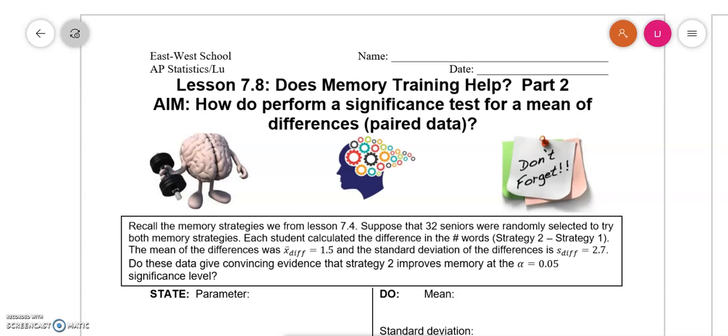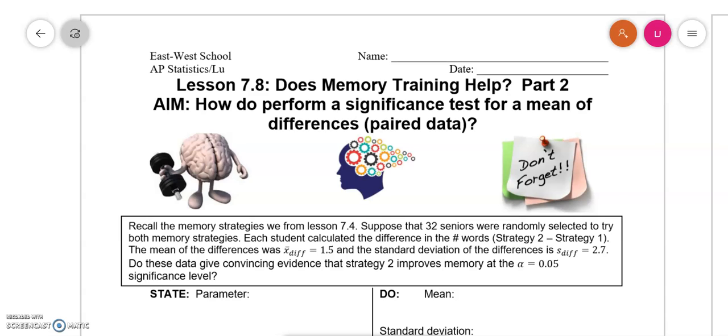Here we go, stats. Last new lesson of the year. So let's look at how to perform a significance test for a mean of differences, otherwise known as paired data. We actually started off this week with the confidence interval for paired data, but now we're going to do our significance test for paired data.